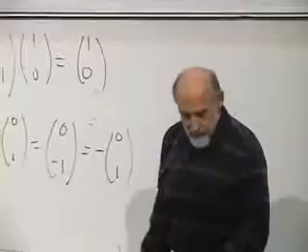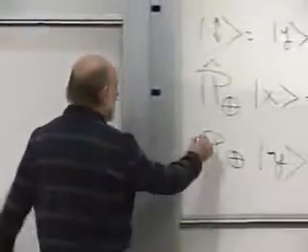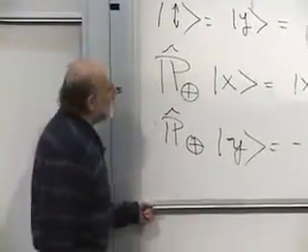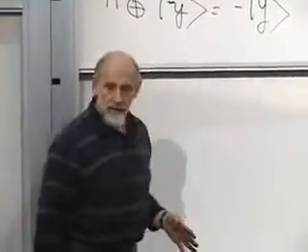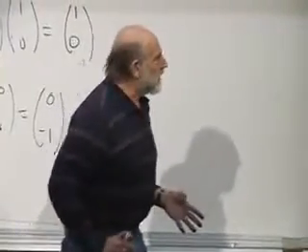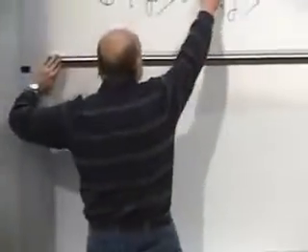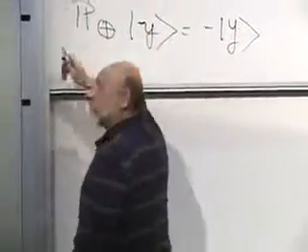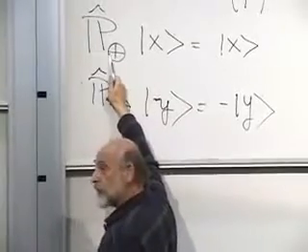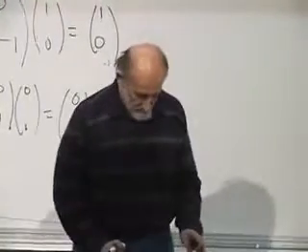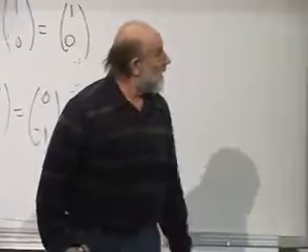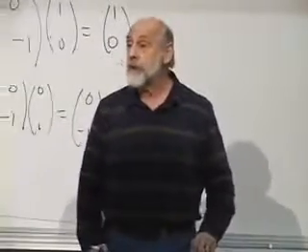So this object, capital P with a hat on top of it, is the observable. X and Y are the eigenvectors, which are states of definite polarization. The two basis vectors are states of definite polarization, and the observable polarization, the mathematical observable, is represented by the operator P. Any questions?